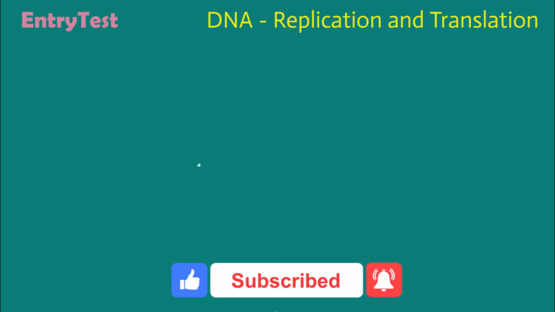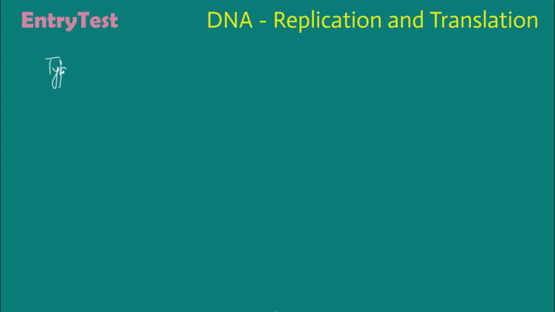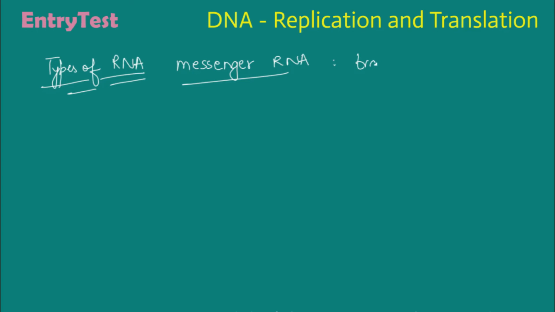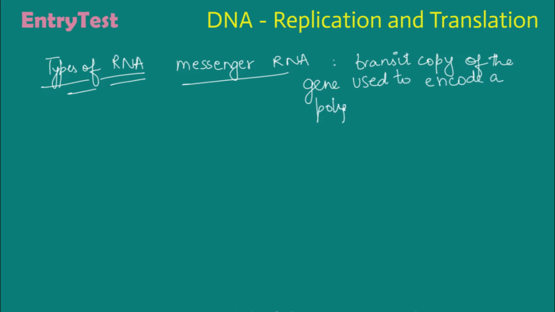So, three main types of RNA are predominantly made. That is important before we go ahead and try to draw a diagram of this entire process. One is messenger RNA. It is nothing but a transit copy of the gene. That means a copy made for transport purposes only, used to encode a polypeptide, which is the building block of proteins.